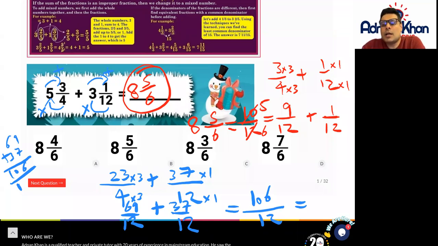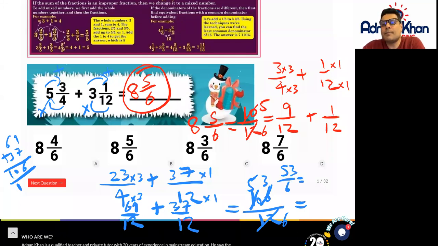What number can go into 12 and 106? 2 can. Let's just try that first of all. 2 goes into 12 6 times. And how many times can 2 go into 106? 2 goes into 10 5 times, and 2 goes into 6 3 times. So the answer is 53 over 6. Can 3 divide into 53 and 6? No, it can't. Can 2 divide into it? 53 is a prime number, so no, it can't. So 53 over 6 is our answer.